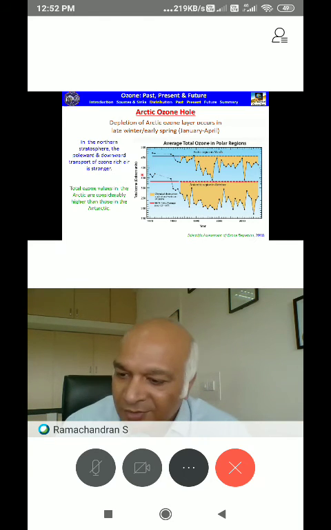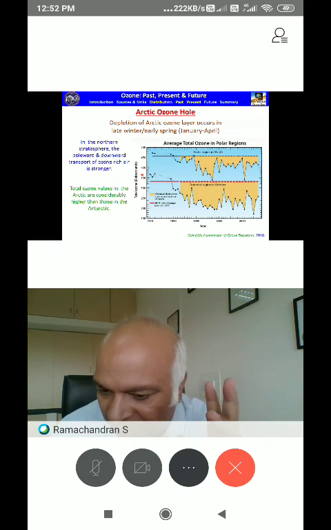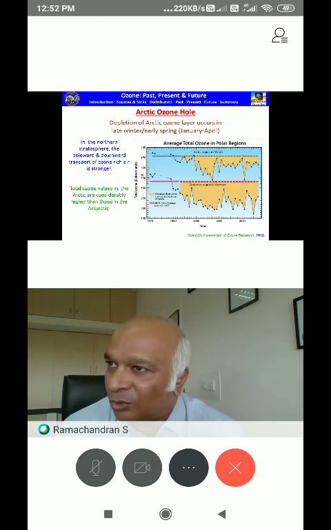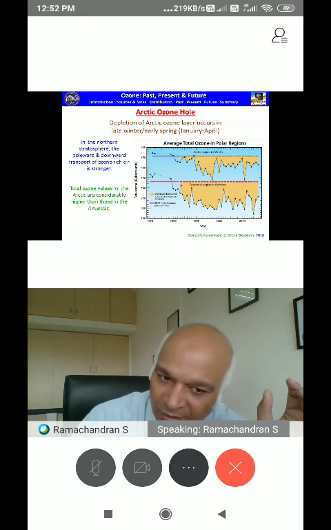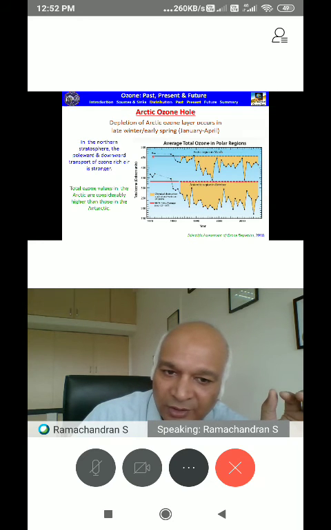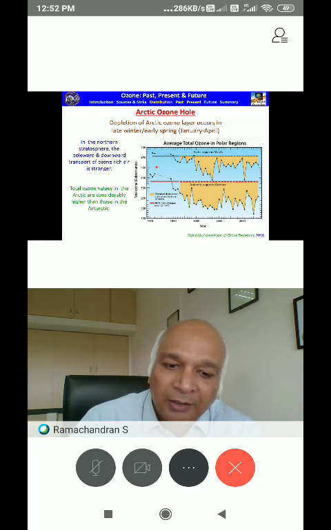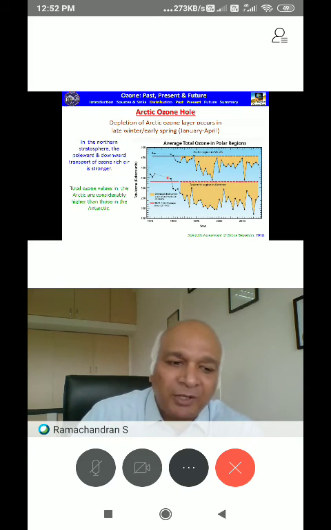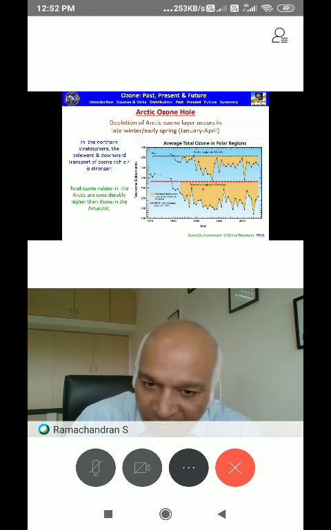Now, there is a fundamental difference between the amount of ozone present over the Arctic and the Antarctic. The average level of ozone in the Arctic is higher than what is found in the Antarctic. If you look at the average levels of ozone in the Arctic, this is on the order of about 450 parts per billion by volume, while in the Antarctic it is less than 300. So the Arctic values are inherently higher than what you have in the Antarctic.